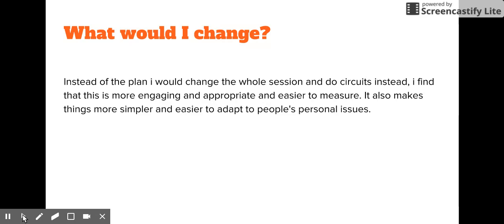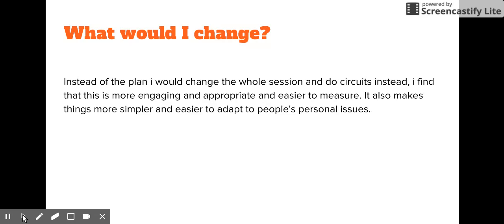So a circuit works around all of the aspects that I needed. It's more measurable, so you can see when people are improving. It also makes things simpler and easier to adapt to for people's personal issues. So that would make it easier for both me and the participants.